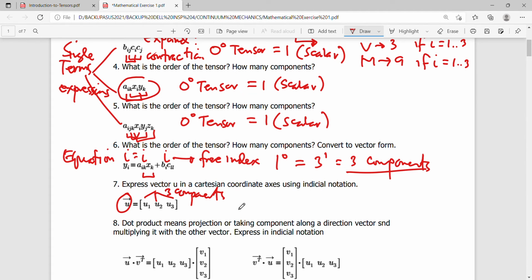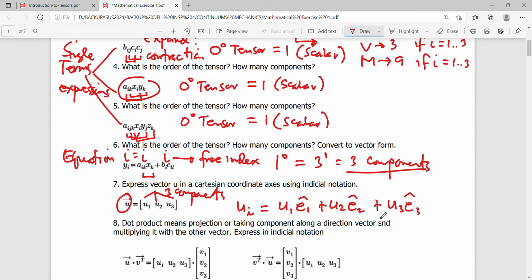All we have to do is to place u with a subscript, let's say i, and then equivalent. So we know that a vector must have a magnitude, and a direction. So this is u1 times the unit directional vector, plus u2 times its unit vector, plus u3 times its unit vector.